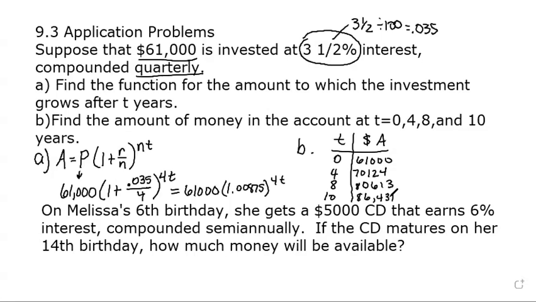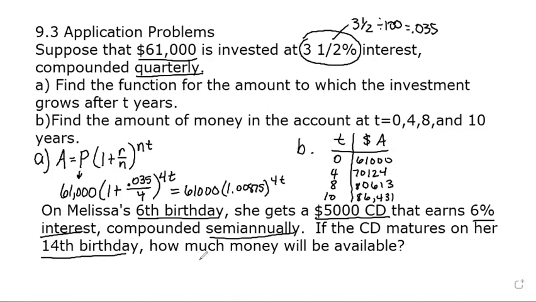Second problem is a little bit easier because it's not asking us to do all of this stuff, but it basically says on Melissa's 6th birthday, she gets a $5,000 CD. That must be nice. She must have a rich grandmama or something that earns 6% interest, and it's compounded semi-annually. What she wants to know is on her 14th birthday, how much money will she have?